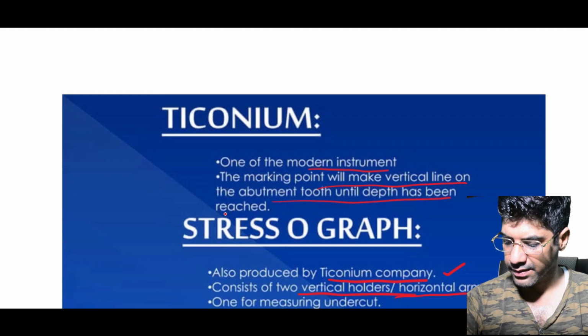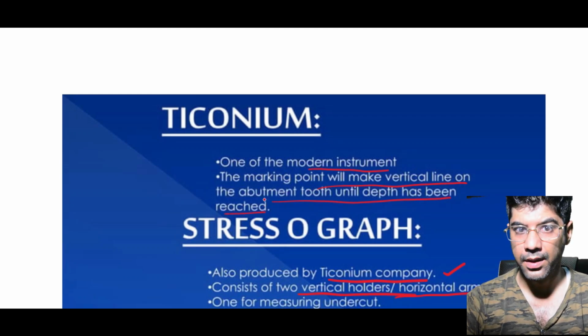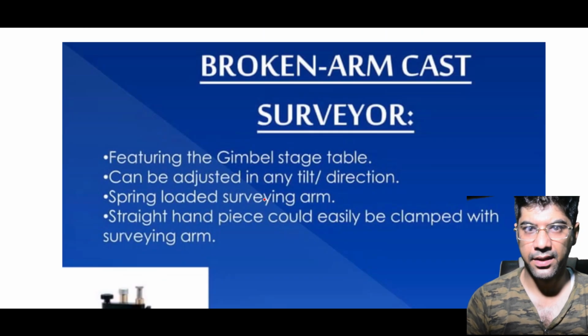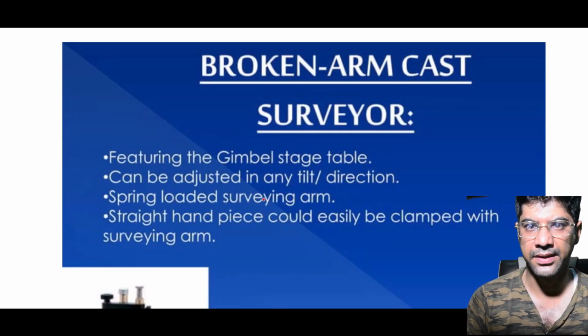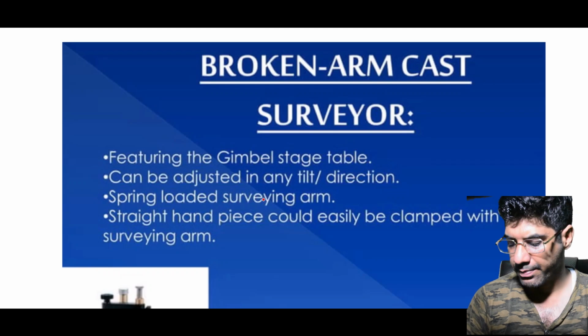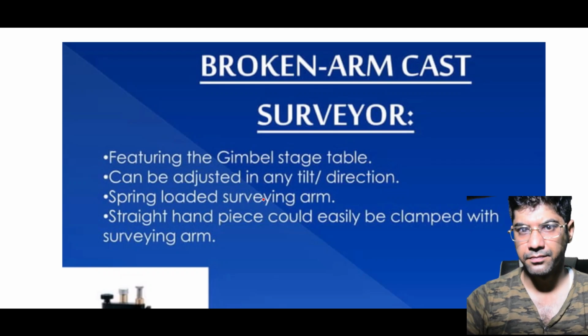So remember the broken arm, a carved surveyor. It features a hinged horizontal arm to assess all the regions of the cast, allowing the attachment of a handpiece for milling. Examples are Williams surveyor, Nassau broken arm surveyor, Torrid broken arm surveyor.